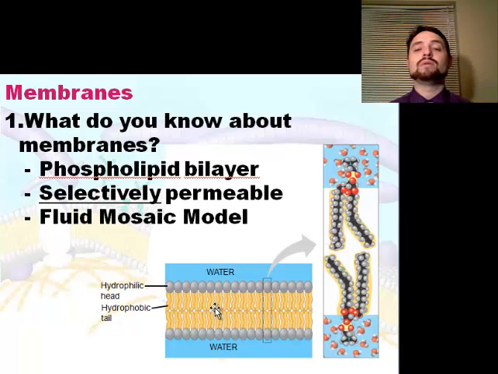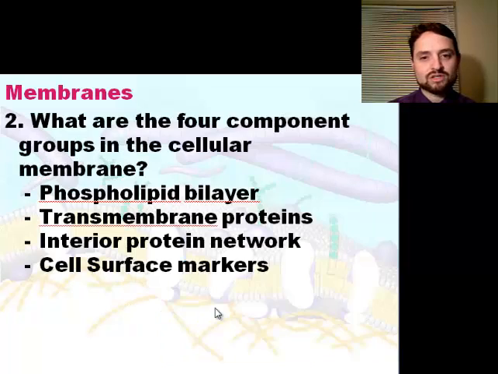We know that the cell membrane is selectively permeable, and this is key, meaning it only lets certain things in and out. We're actually going to spend about half of this lecture talking about that. And it's also what we call a fluid mosaic model. So we'll get to the fluid mosaic model in just a minute.